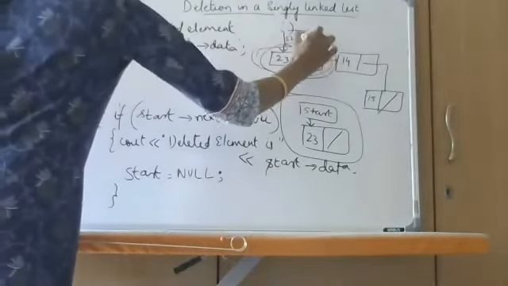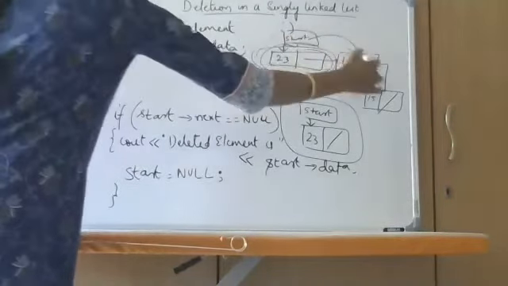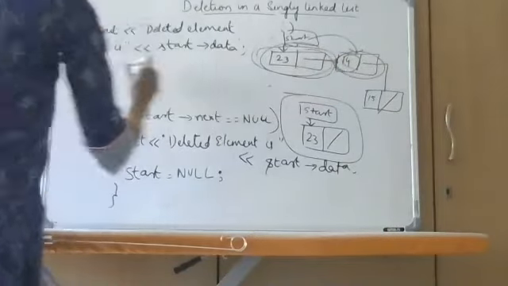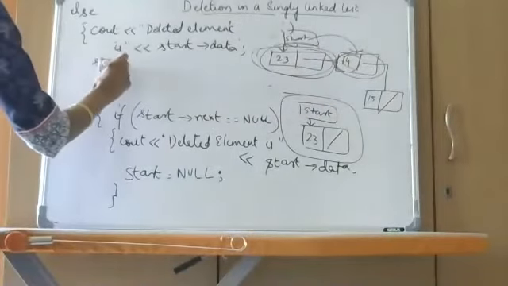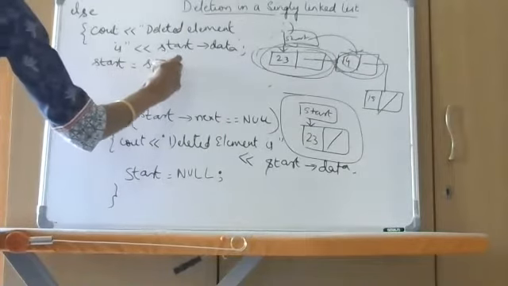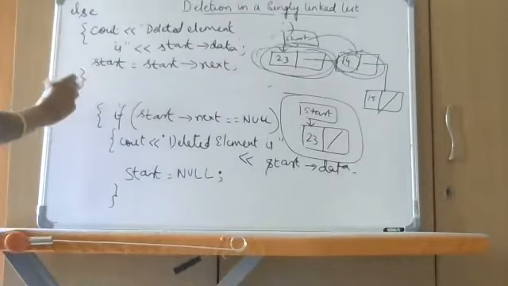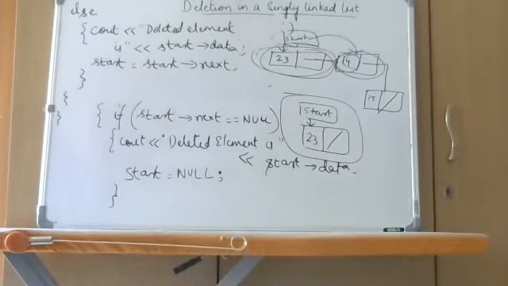Then start will be now your new start. If I delete this, new start will become this. How do I access this element? This element is nothing but start of next. So I have to write start is equal to start of next. That finishes your deletion at the beginning.